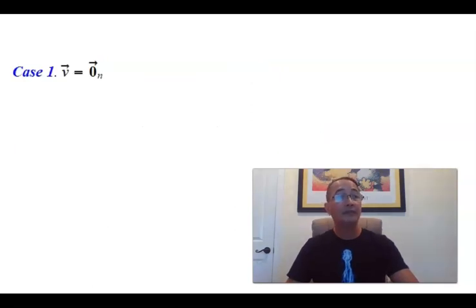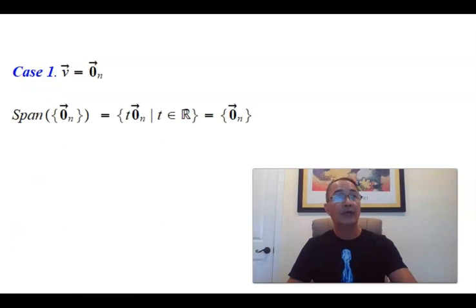But even in the simplest possibility, there are two cases. First, what happens when v is just the 0 vector? Well, we saw from the first section that any multiple of the 0 vector is still the 0 vector. Therefore, we can say that the span of the 0 vector, which is all multiples of the 0 vector, is just the 0 vector. So let's write that over here. The span of 0n, all the multiples of 0n, is still just 0n. That's not very exciting, is it?